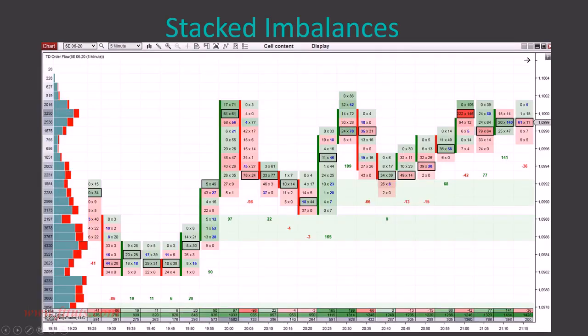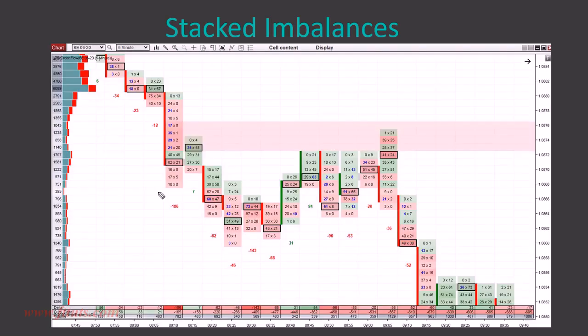Now another example. In here there is a stacked buying imbalance right there, but it hasn't been tested yet. But there is a second one in here, also a strong stacked imbalance. This is the pullback to this area, and this is the reaction to it. In here, this is a very nice example.